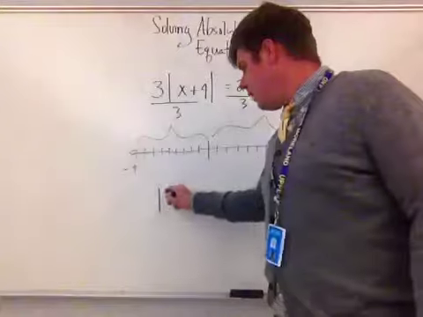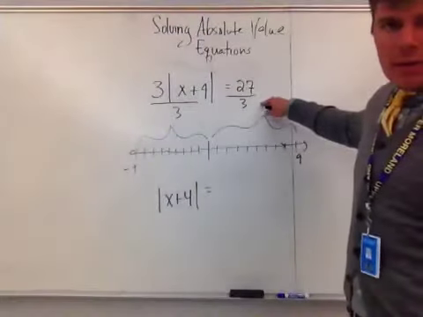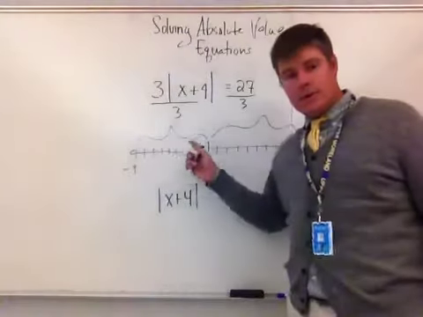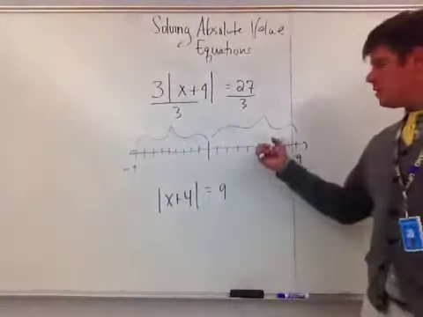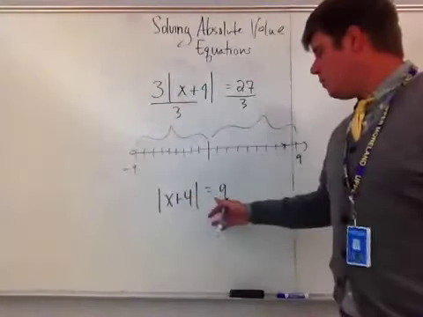So I get the absolute value of x plus 4 is equivalent to, what's 27 divided by 3? It's 9. So go ahead and take a look at that. There's a reason these things work out the way that they do. So I get the absolute value of x plus 4 equals 9.